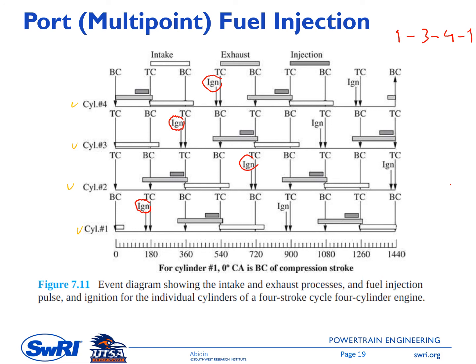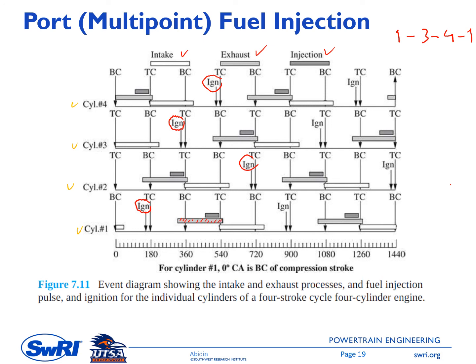Now let's take a look at each process here. For cylinder number 1, we have the ignition, which is close to top dead center firing, and then this is the exhaust process. You can see different gray color levels. No color here is intake, slightly gray is exhaust, and darker is injection. So this is the exhaust process for cylinder number 1.